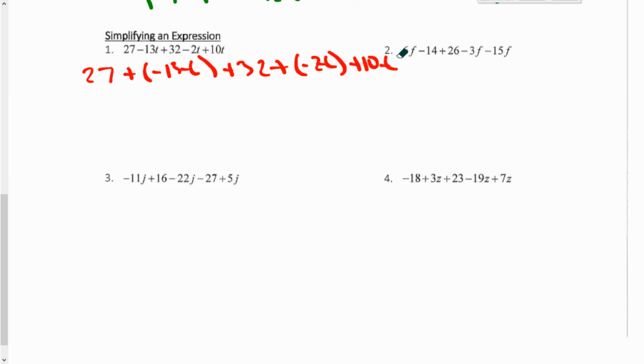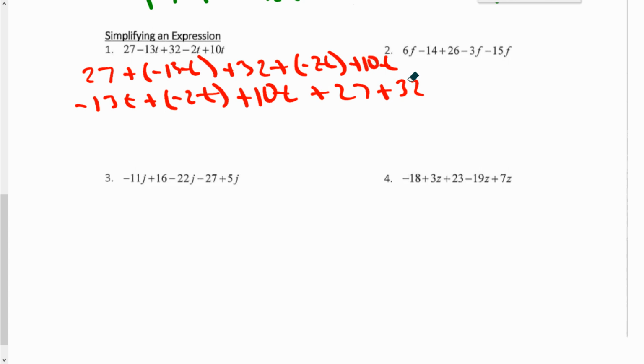Now I'm going to show you a way that takes a little bit longer because I think it makes sure you get everything. If you don't need to do it this way, that's fine, but I'm going to show you the long way. My next step is to put the like terms together: -13t plus -2t plus 10t. I'll write all those next to each other. Then I'll have my constant terms, that's plus 27 and plus 32.